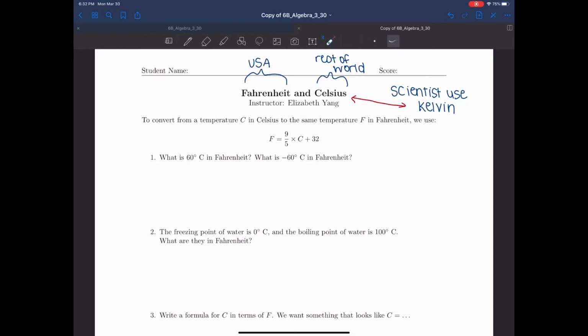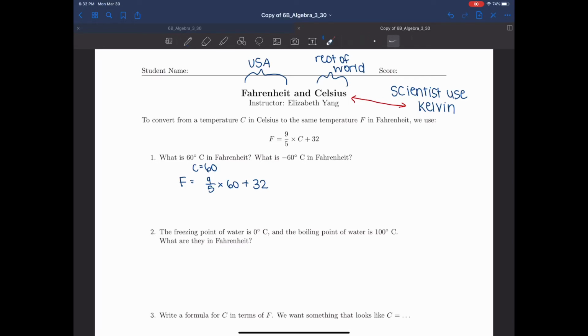Okay, so for this worksheet, we start out by getting a formula for converting temperatures in Fahrenheit to temperatures in Celsius. Actually, the reverse. It's much easier to use this formula if we know C, because we can get F just by simplifying an expression. So this is saying if we know the Celsius temperature, we can get the Fahrenheit temperature. The first question is, what is 60 degrees Celsius in Fahrenheit? In this case, C is equal to positive 60. We have F is equal to 9 over 5 times positive 60 plus 32.